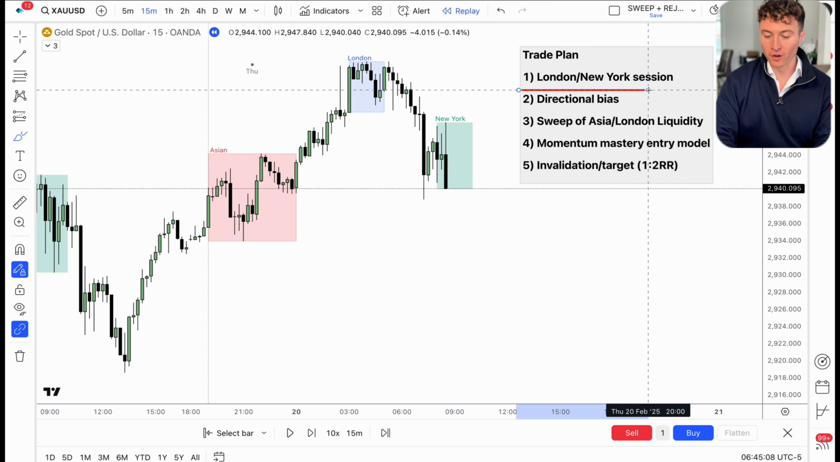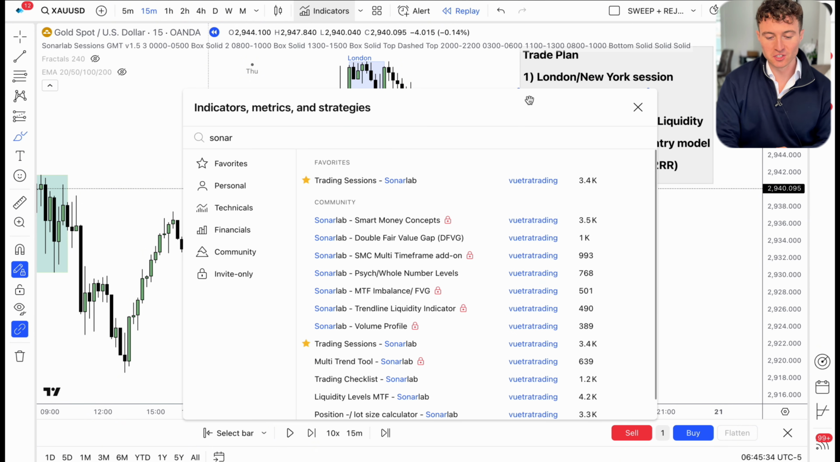So number one on the trade plan is we need to be during either the London or New York session, because we only trade during specific kill zones. In order to apply the sessions to your screen, it's this indicator right here, and it's called Trading Sessions Sonar Lab. So add that to your charts and add that to your favorites.